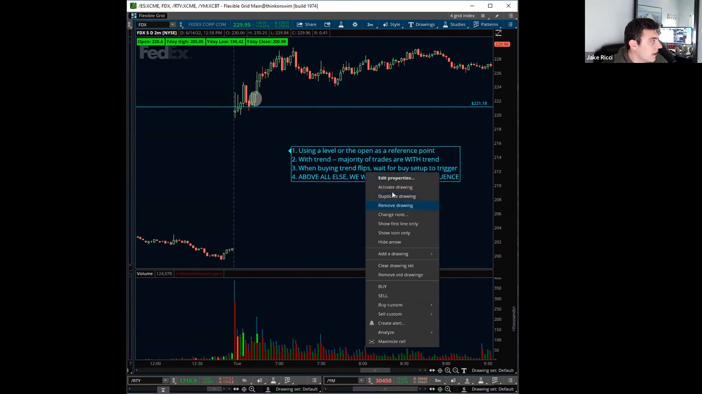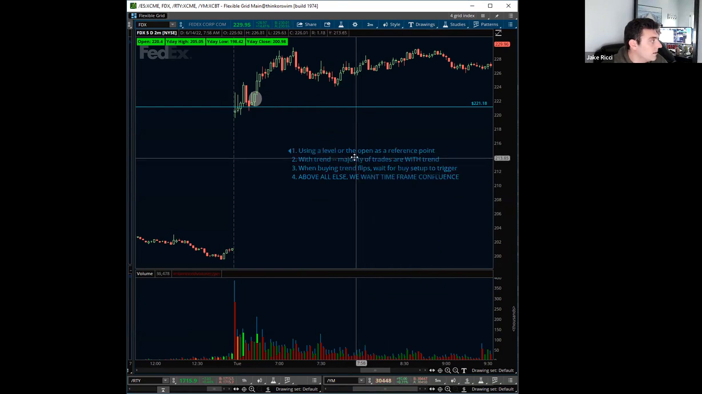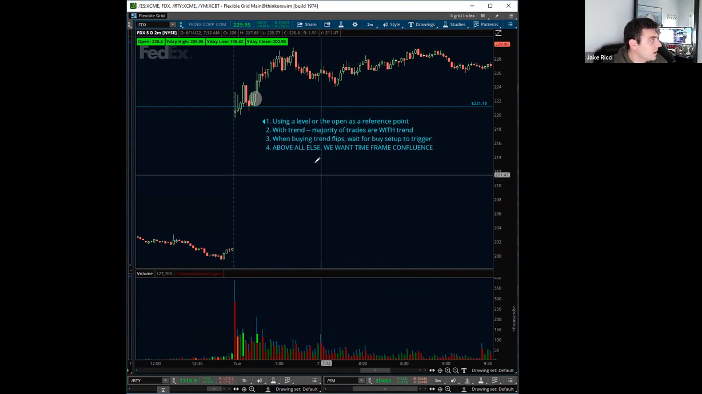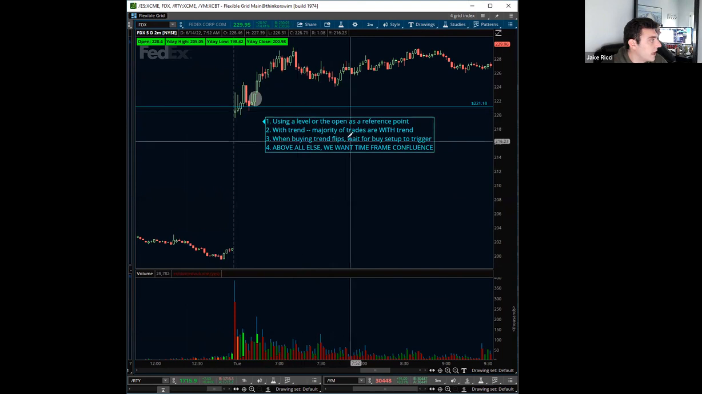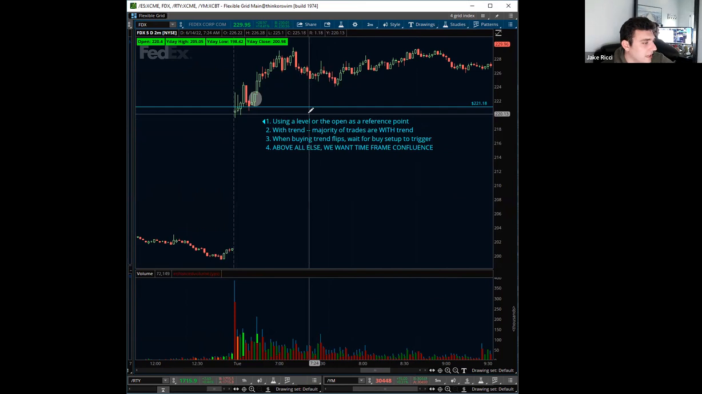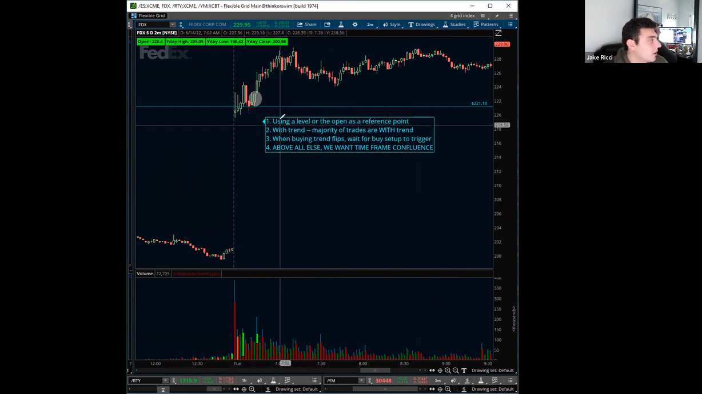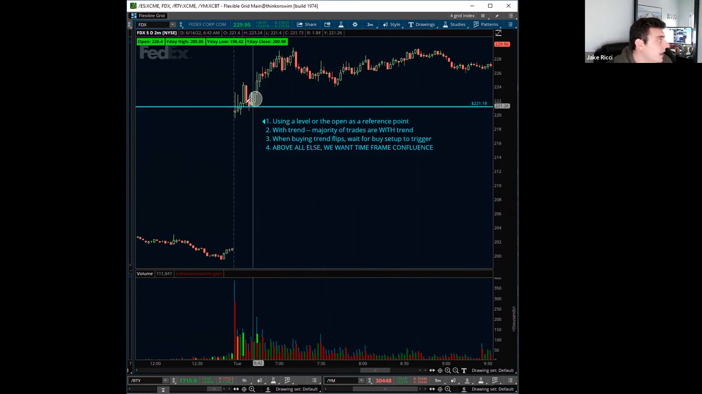We're going to use a level or the open as our reference point, right? We want to take our trades with the trend. So are we above the level? Not only are we above it, but are we using it as a reference point? We want to use it as a reference point. So here we're above it and we're right at it. We can take a buy setup on the 2-minute off of that level, right?